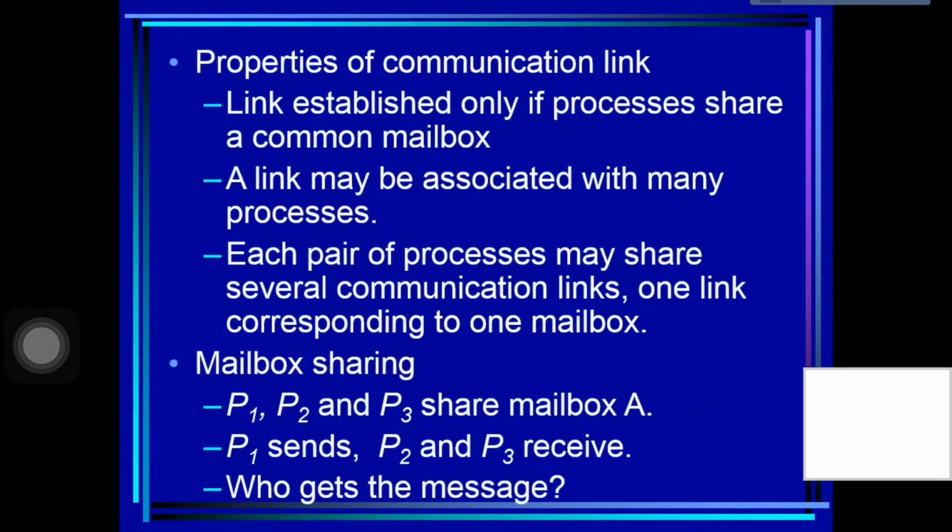So, in this scheme, a communication link has the following properties. A link is established between a pair of processes only if both members of the pair have a shared mailbox. A link may be associated with more than two processes. Between each pair of communicating processes, a number of different links may exist, with each link corresponding to one mailbox.